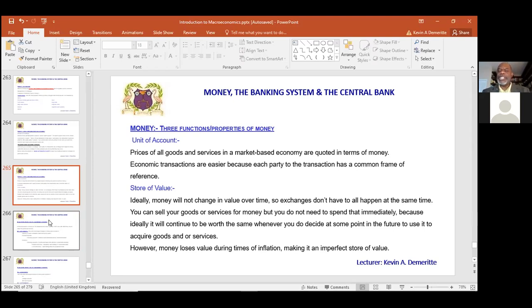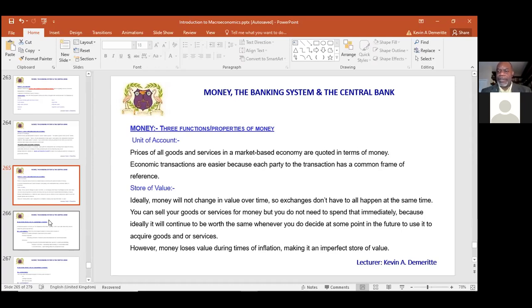Ideally, money will not change in value over time, so exchanges don't have to all happen at the same time. You can sell your goods or services for money, but you don't need to spend that money immediately, because ideally it will continue to be worth the same whenever you decide at some point in the future to use it to acquire goods and services.